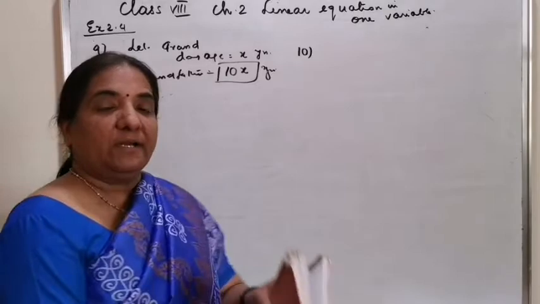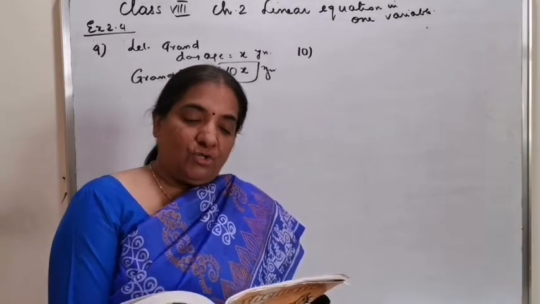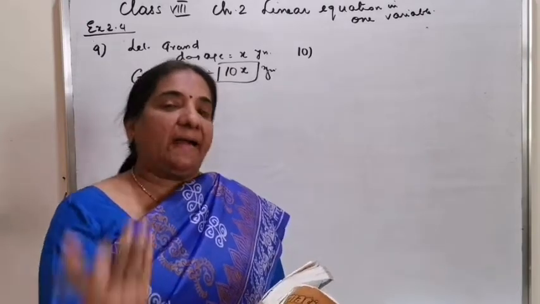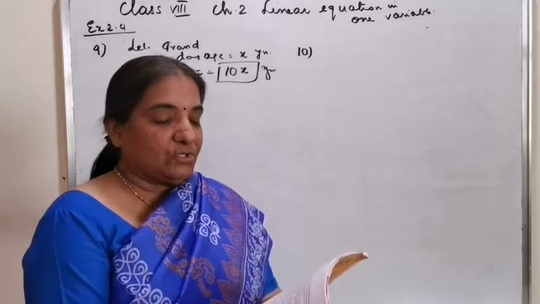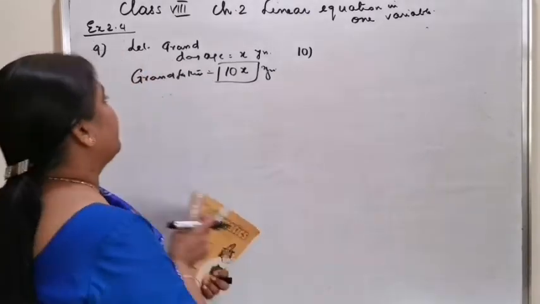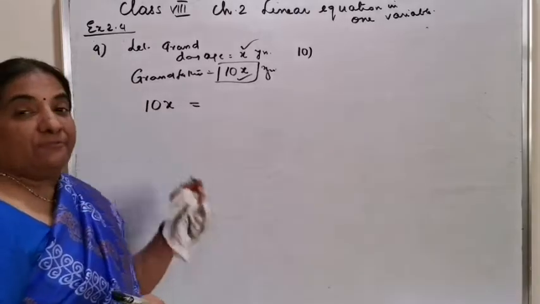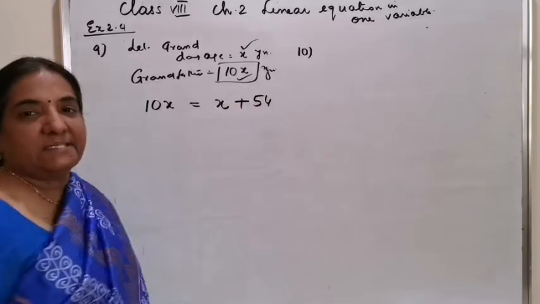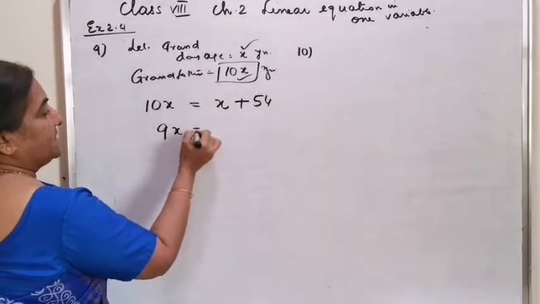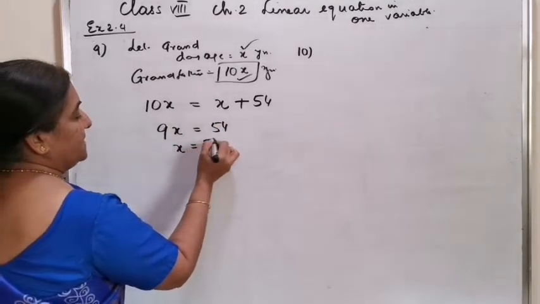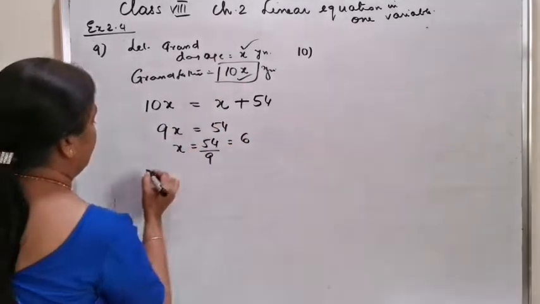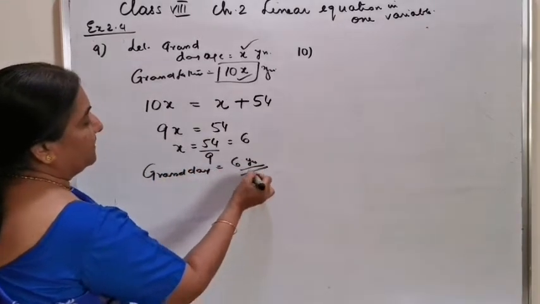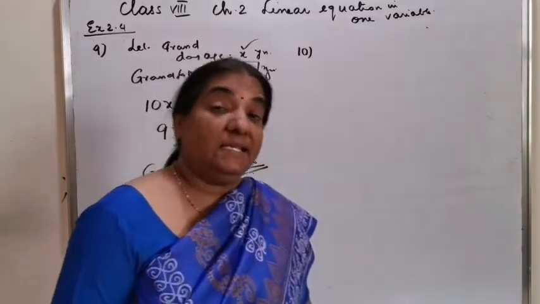They are giving you one more condition: he is also 54 years older than her. What's the meaning of older than her? It means 54 years is added. That means 10x is equal to 54 years more than the granddaughter. Granddaughter's age is x. That means 9x is equal to 54. x is equal to 54 by 9, which is 6. That means the granddaughter is 6 years of age, and the grandfather is 60 years.